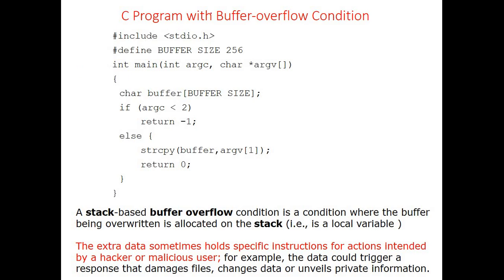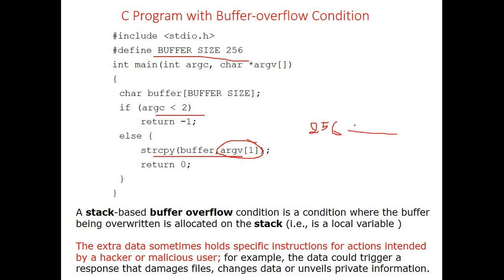So one more way is a program with a buffer overflow condition. Here in this C program, a buffer of size 256 is initialized, and if the number of arguments passed to this program is less than 2, it will return. If it is not less than 2, that means it is greater than or equal to 2, then the contents of argument 1 will be copied into the buffer. So what is the size of the buffer? 256 characters.